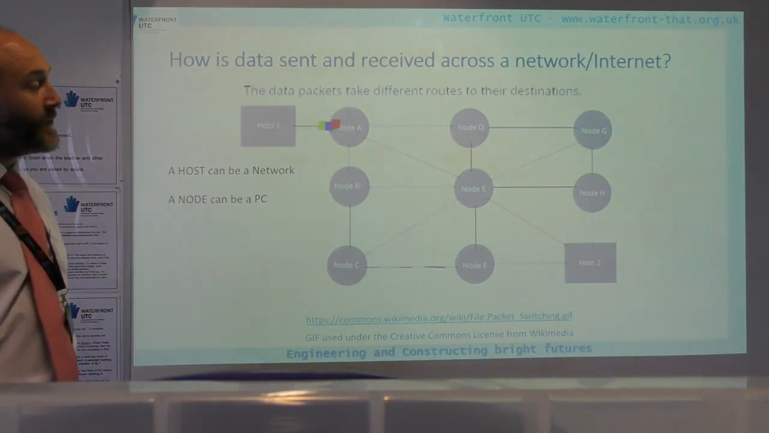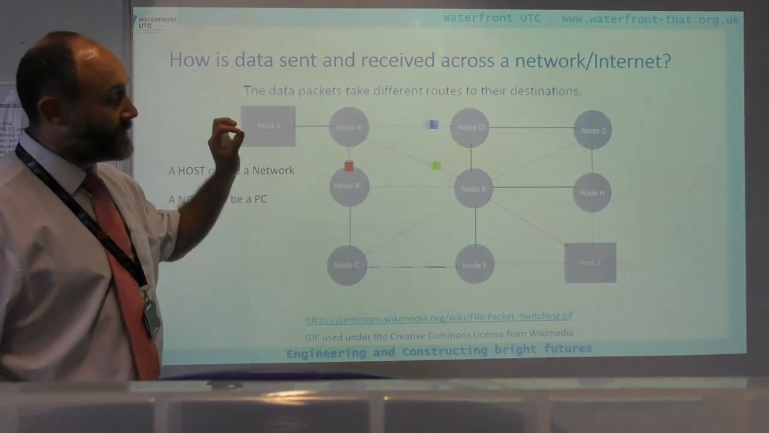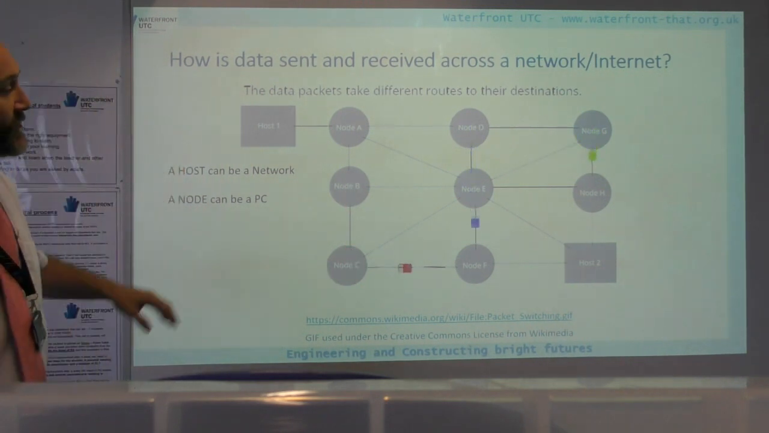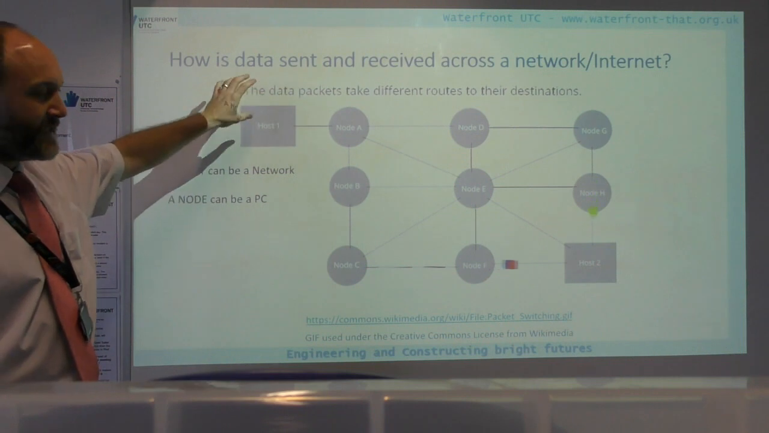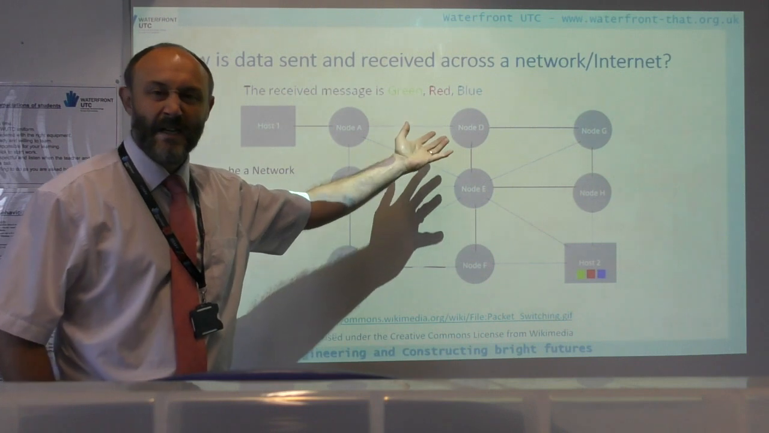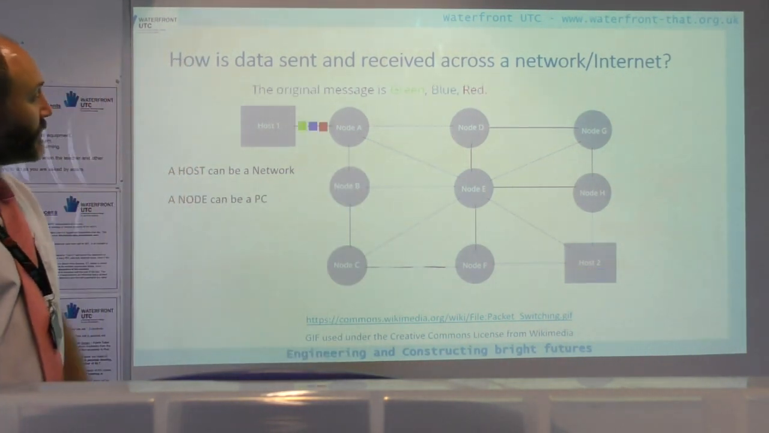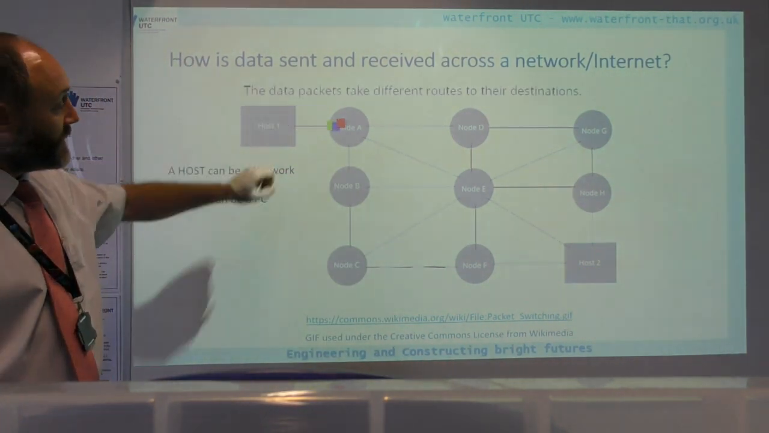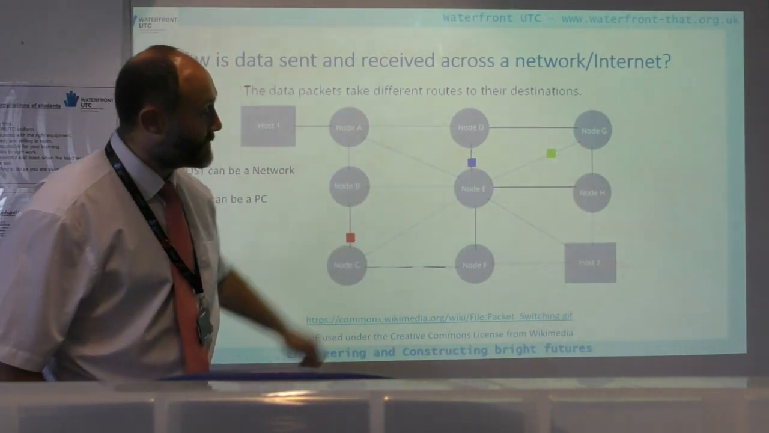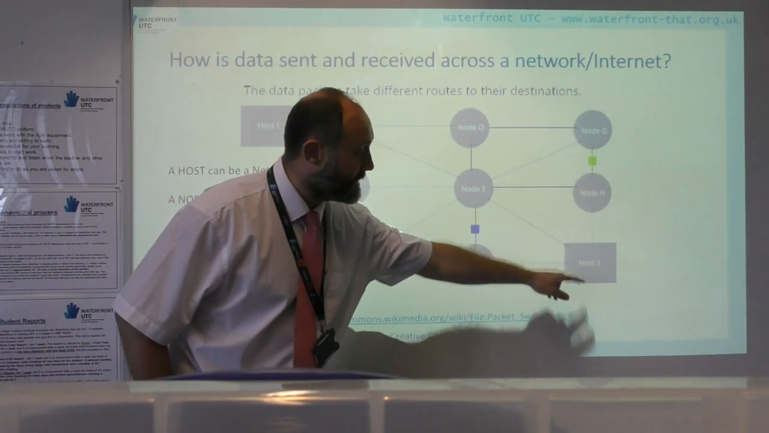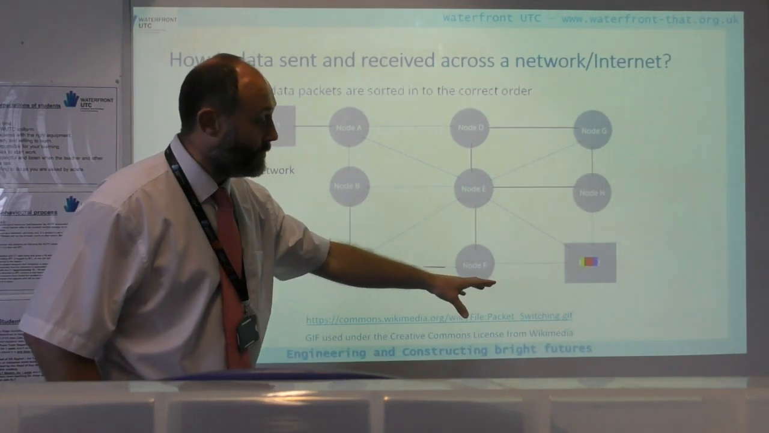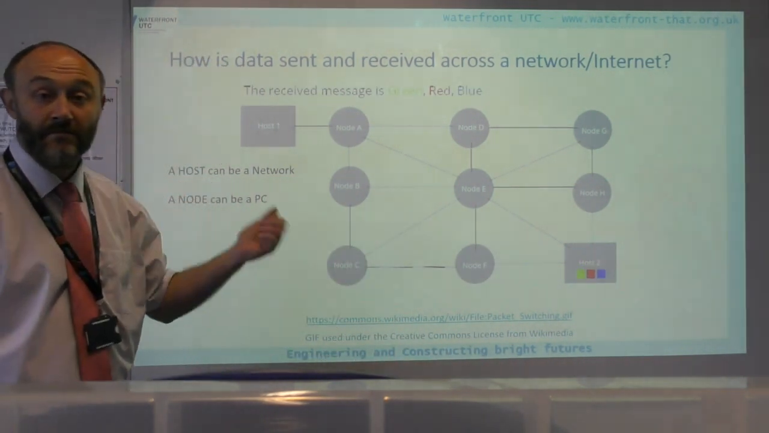How is data sent across the networks again? This is a small animation that I've taken from Wikimedia. What it shows is you can see a host, and let's think of a host as a network, and we've got various different nodes, a node being a computer or a PC. We can see it starts here in one order. The different packets are sent along all different routes of the network until they get to the receiving host. Once they're there, they're put back in order, and the message is finally complete.